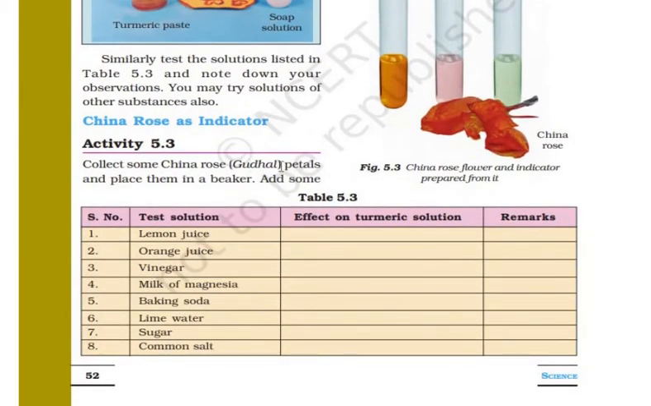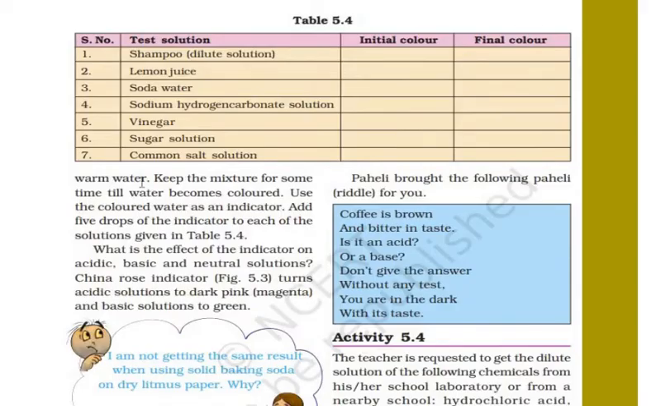Collect some China rose, that is gudhal, petals and place them in a beaker. Add some warm water. Keep the mixture for some time till the water becomes colored. Use the colored water as an indicator. Add 5 drops of the indicator to each of the solutions given in table 5.4. What is the effect of the indicator on acidic, basic and neutral solutions?